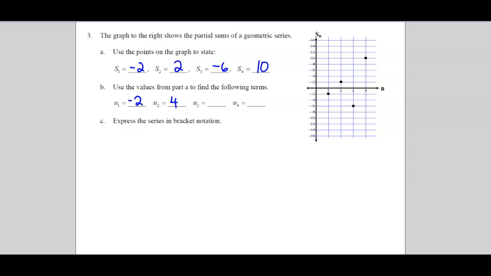S3 is these two added together plus the third term, right? Or you can say S2 plus U3 has to give us this. So 2 plus what gives you -6? -8. Or you can go -2 plus 4 is 2, -8 is -6. And then this plus the fourth term has to give us this fourth sum. So -6 plus what gives you 10? 16.